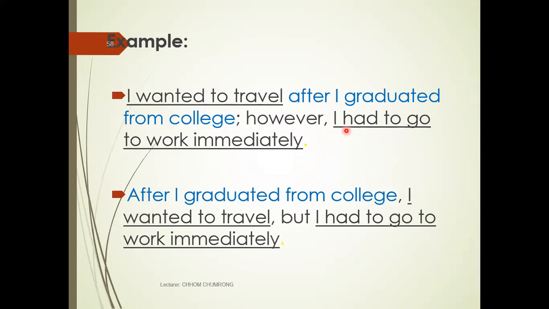IC. Okay, so what you have to recognize is that when we use a conjunctive adverb, this is IC. When we use a subordinating conjunction, it is what? DC. Okay, so here we have two IC: I wanted to travel and I had to go to work immediately. It's called IC. And we have one DC, after graduated from college. So two IC plus one DC, we call it compound complex. Okay, so you can put here another one, after graduated from college, comma.